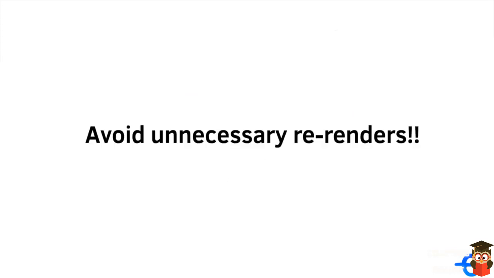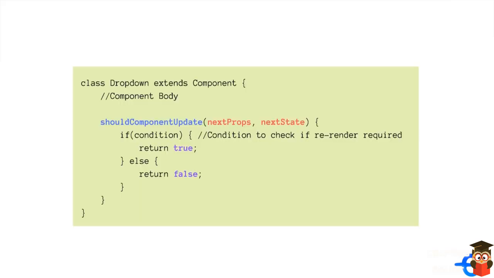So the rule is simple. Avoid unnecessary re-renders as much as possible. And how do we do that? We can use the shouldComponentUpdate lifecycle method. It gives us access to next props and next state. We can compare if the values are changed or not. If the values are changed, then we can re-render, or else we can avoid it.